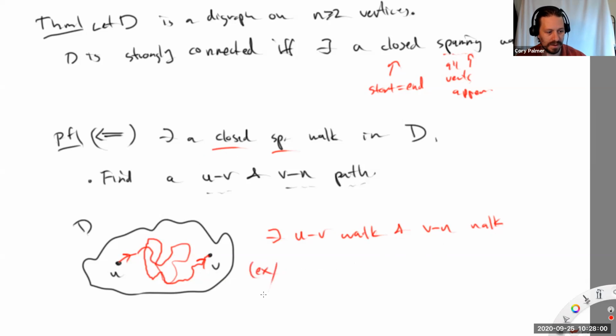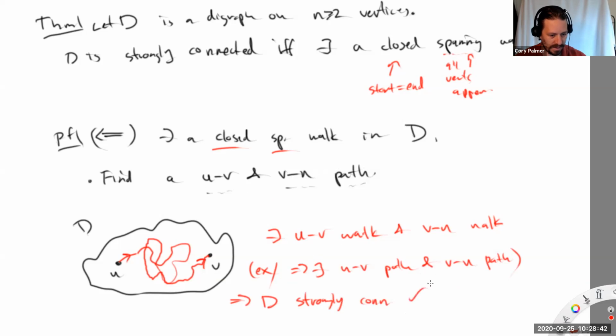And then the exercise is, and we actually already proved this ordinarily, that if you have a UV walk, then that implies the existence of a UV path without repeats, right? The proof is, I'll just tell you, take a shortest UV walk. If there were repeats, skip the repeats, right? We actually did this for ordinary walks, like the first or second day of class, okay? So the exercise says, then there exists a UV path and a VU path, which is what we want, so then D is strongly connected, okay? So that's the end of that direction. That direction's trivial.